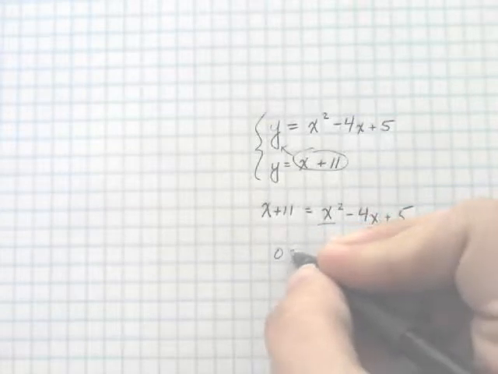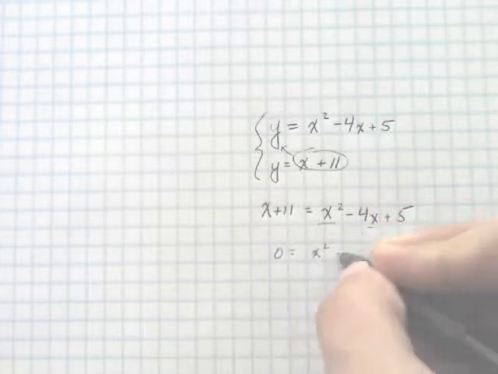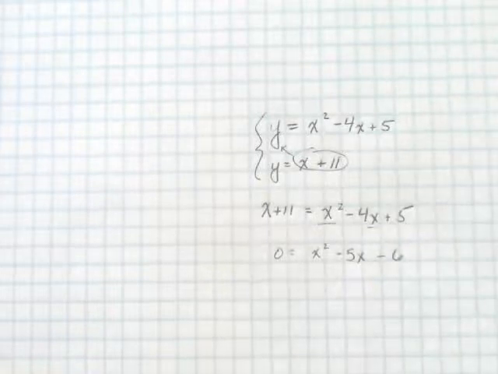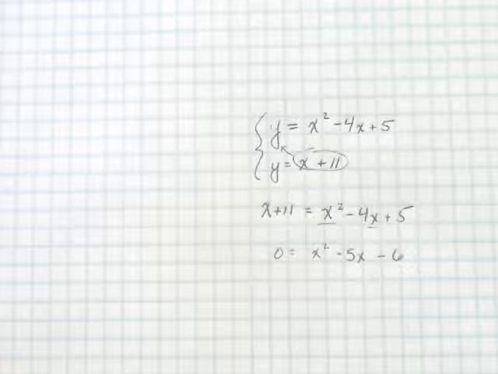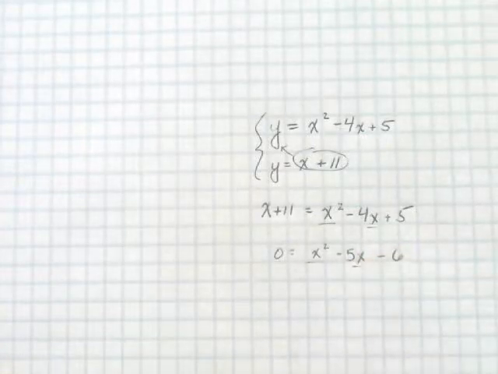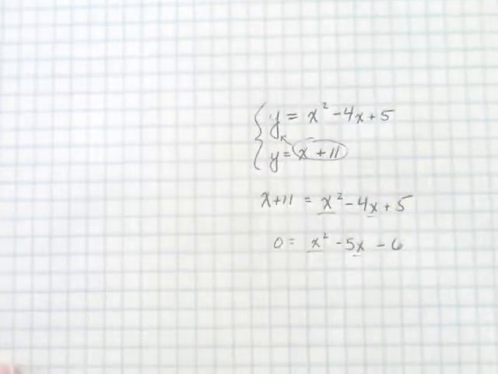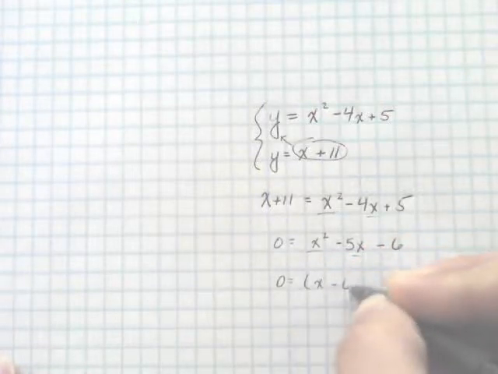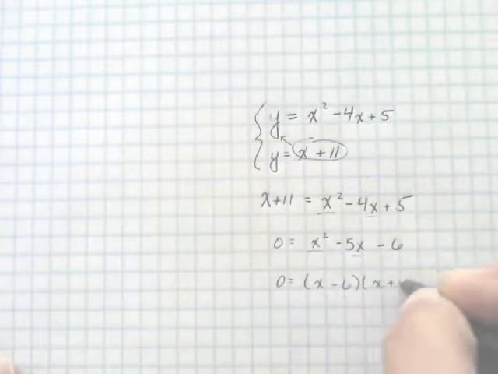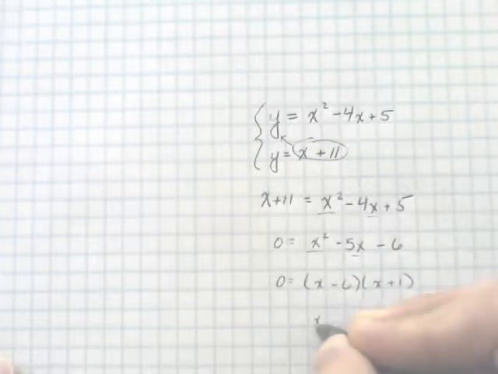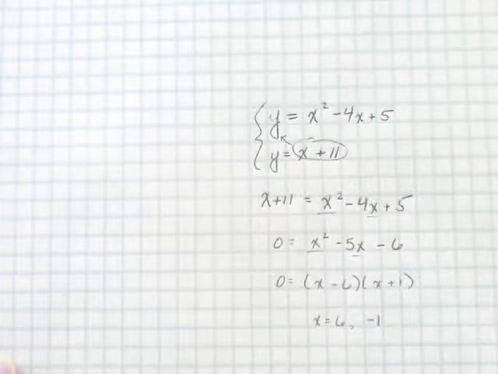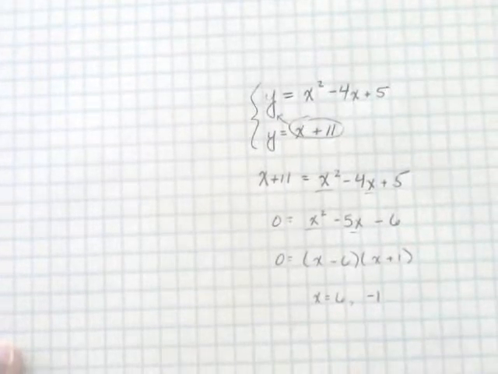So let's start by getting 0 on one side. That's going to give me minus 5x, and minus 6 over here because I subtracted the x and subtracted the 11. Now I can't use the radicals, again, because of the x squared and the x. I could use the quadratic formula, but fortunately I know that I could also factor. So x minus 6, x plus 1. It's going to give me the solutions of x equals 6, x equals negative 1. So those are the x values.